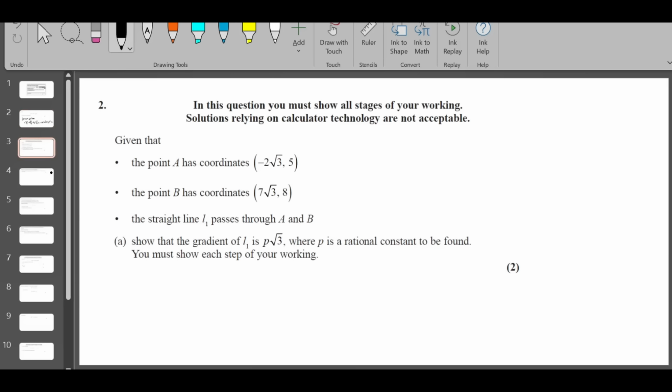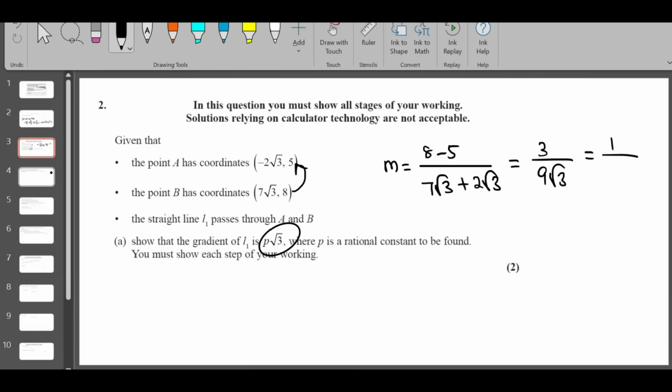Let's move on to question number 2 now. You have point A and point B given. Straight line L1 passes through point A and B. Show that the gradient of L1 is, you need to find the gradient and write it in this form. The formula to find the gradient is y2 minus y1, 8 minus 5, divided by x2 minus x1, 7 root 3 minus of minus 2 root 3, so plus 2 root 3. So you get 8 minus 5 is 3 over 9 root 3, which is 1 over 3 root 3 if you cancel 3 and 9.